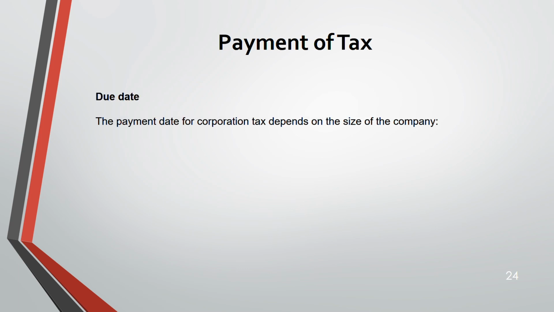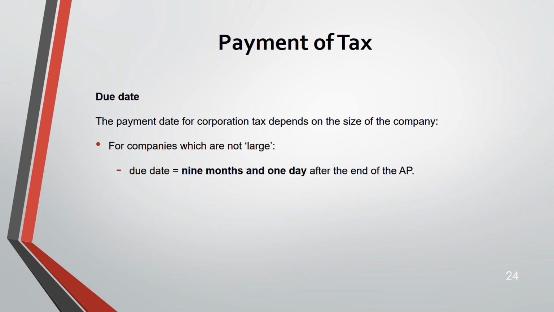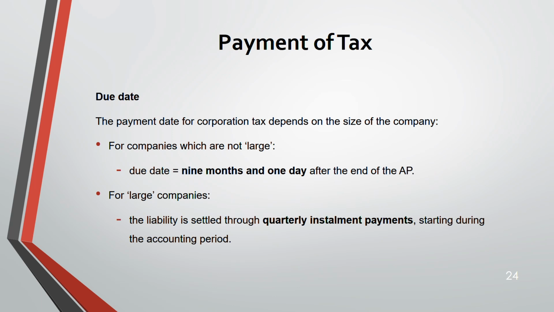Next is the payment of tax. So the due date depends on the size of the company. For companies which are not large, the due date is 9 months and 1 day after the end of the AP. For large companies, quarterly installments starting during the accounting period. All companies must pay their corporation tax electronically.